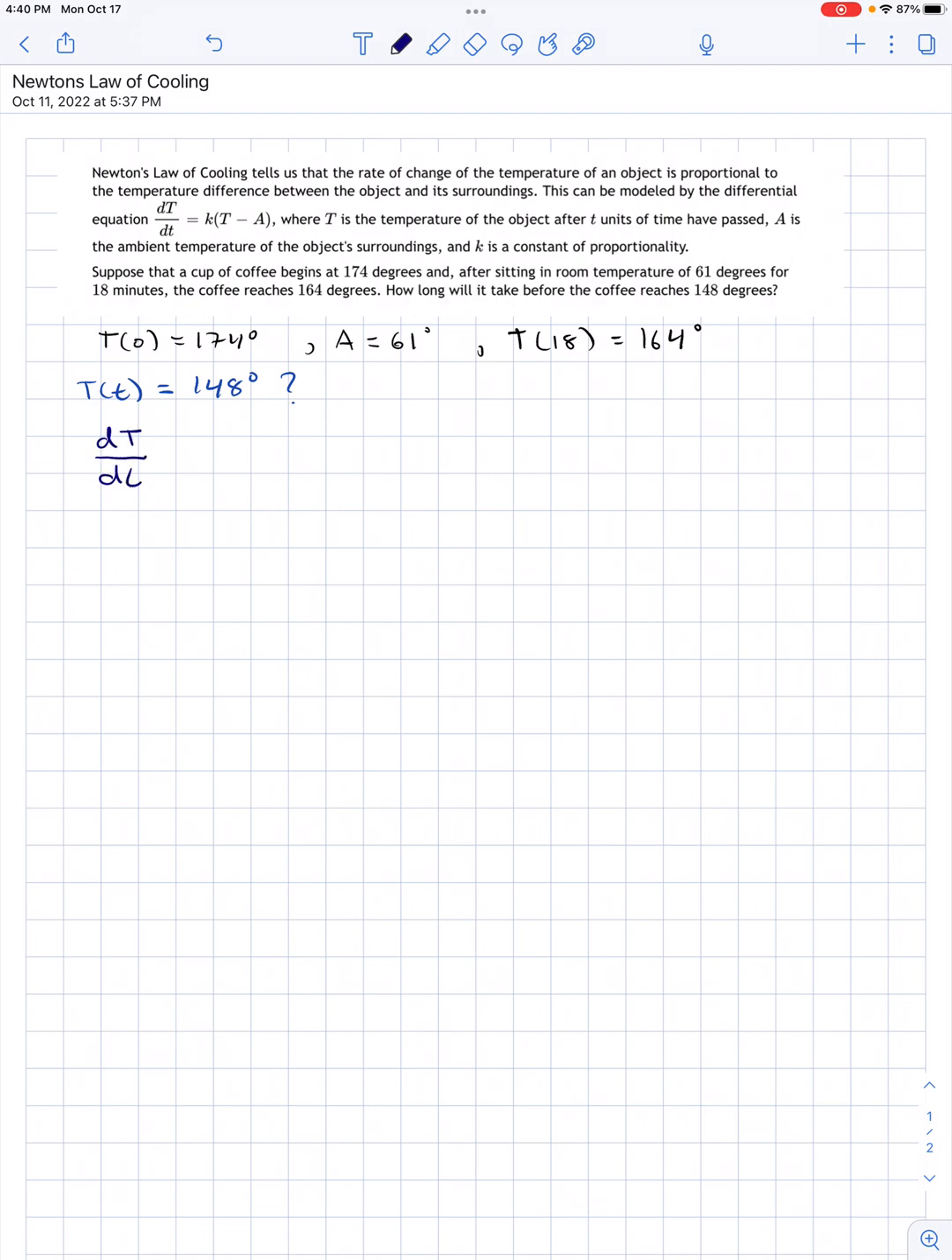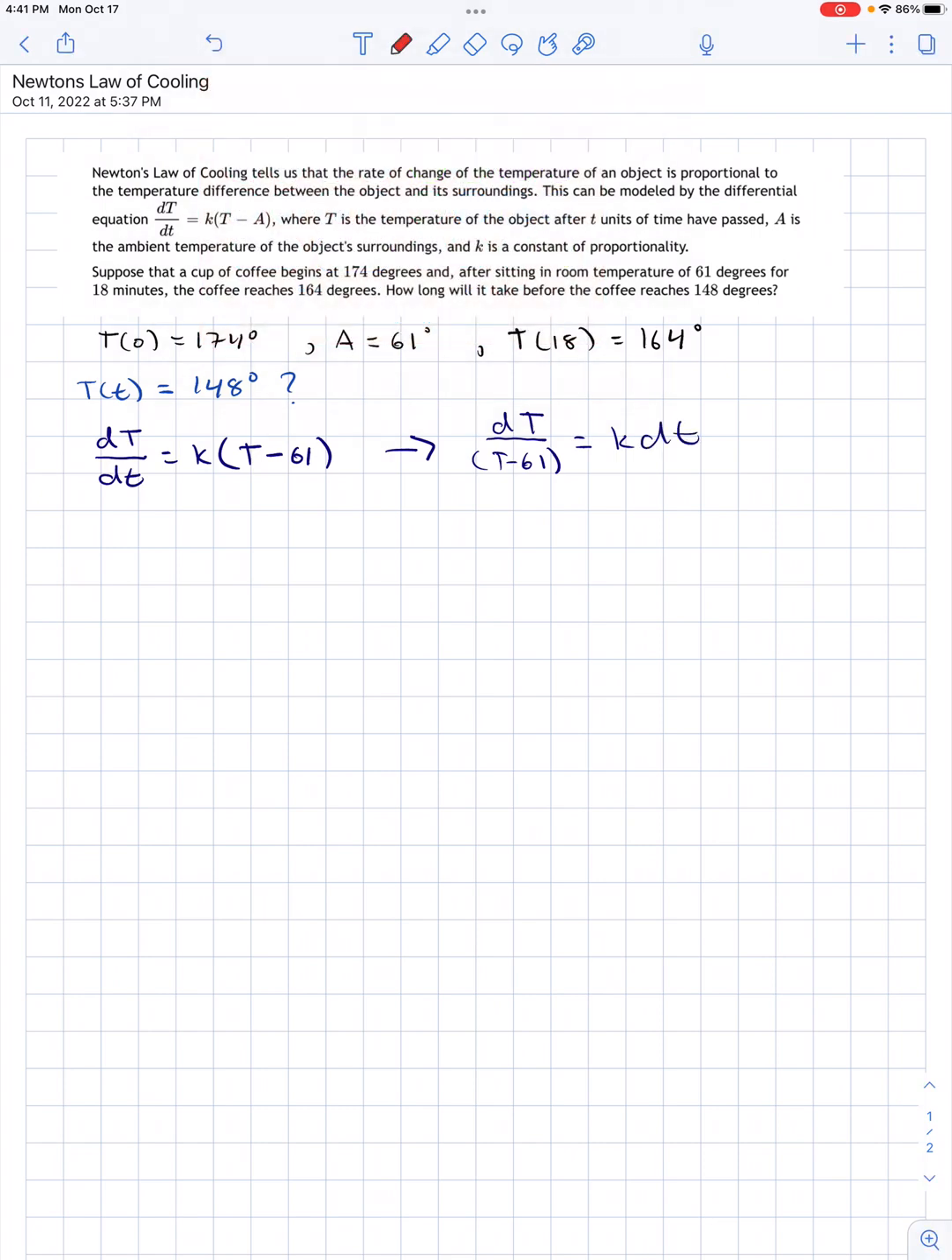So dT over dt is equal to, we don't know the constant of proportionality yet, k times T, which is a variable, minus the ambient temperature of 61. Right? And this is nice. This is just a separable equation, right? We could essentially just divide by T minus 61 and move the dt over to get, I'm going to put it over here, dT over T minus 61 being equal to k dt.